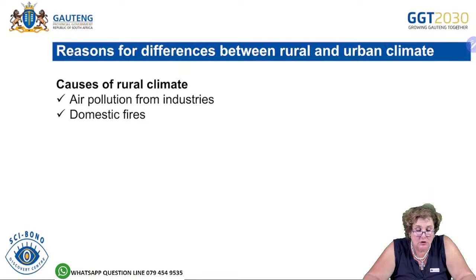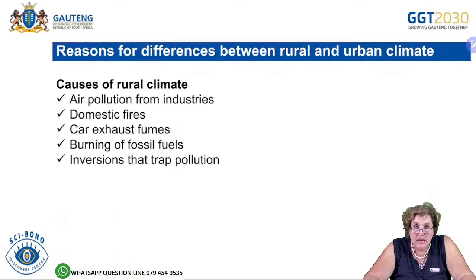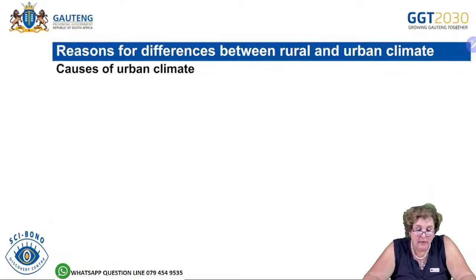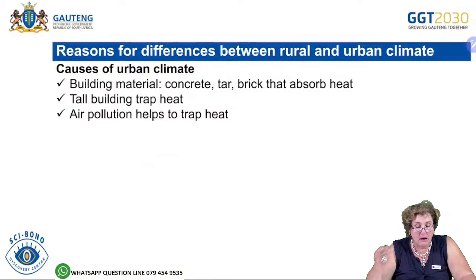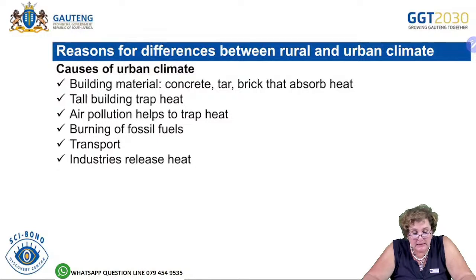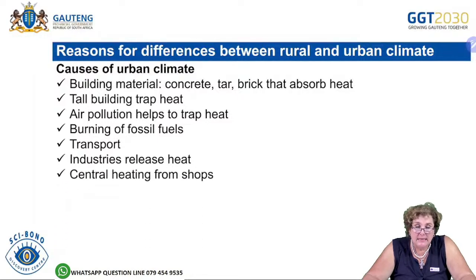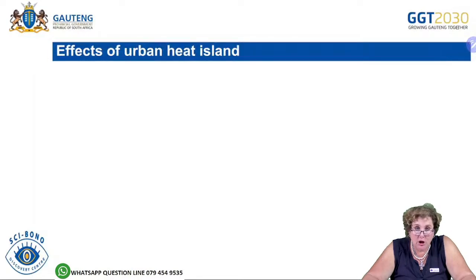So what are the causes of an urban climate? Pollution from the industries, domestic fires, car exhaust fumes, burning of fossil fuels, inversions that trap the pollution. Urban climate: building material, as we said, concrete, tar, brick, and all those things that can absorb heat. We have tall buildings that trap the heat. We have air pollution that helps us to trap this heat. The people are burning fossil fuels, transport, many cars, trucks, lorries, buses, industries that release heat. Some shops have central heating, and then we have a large concentration of people.